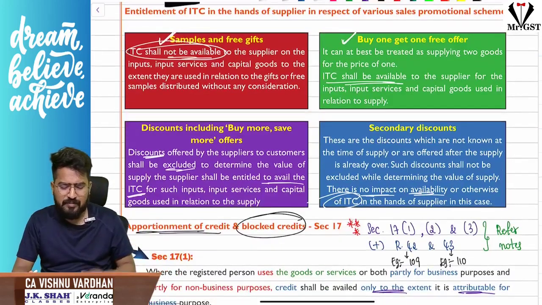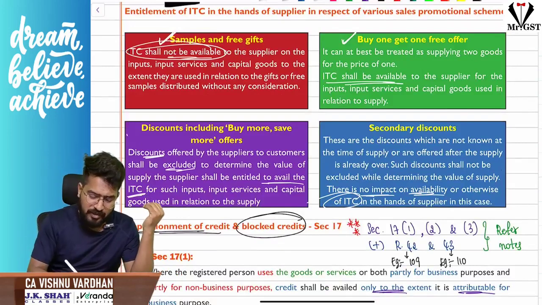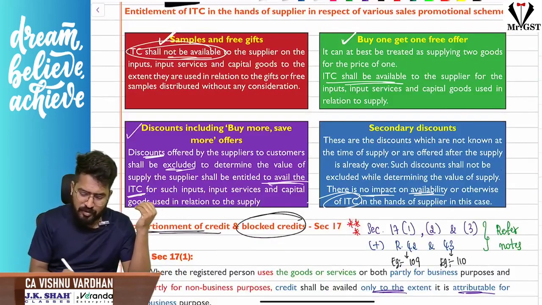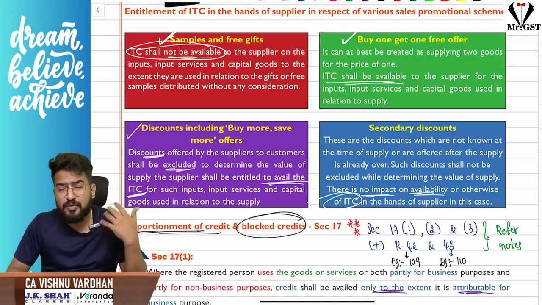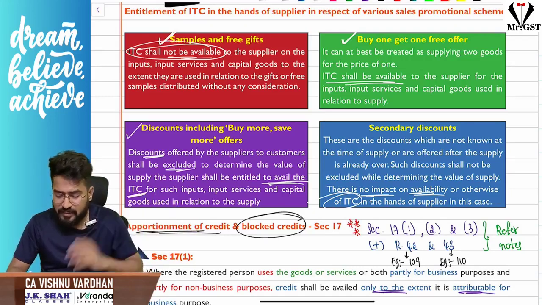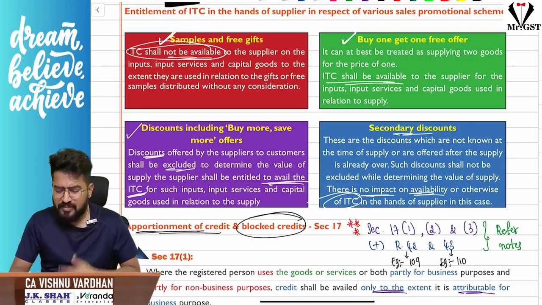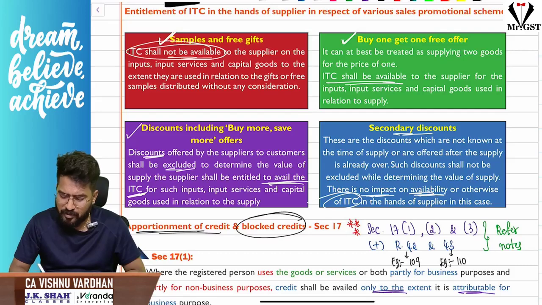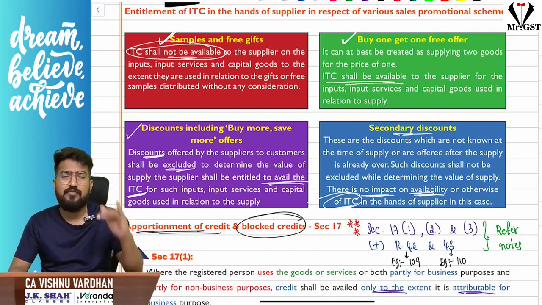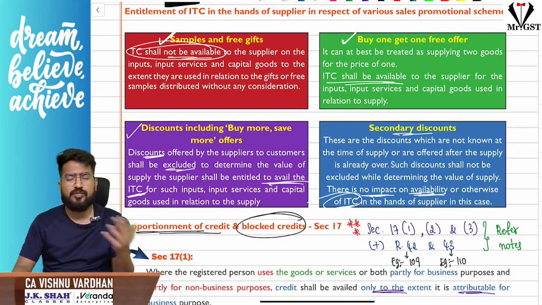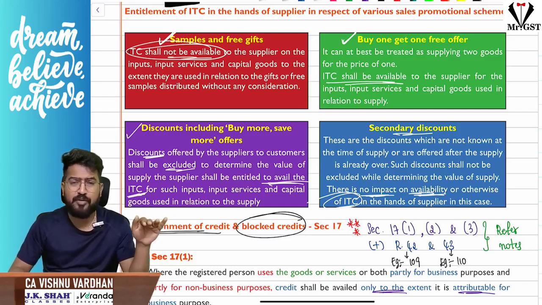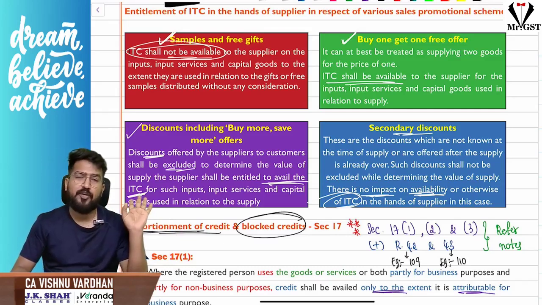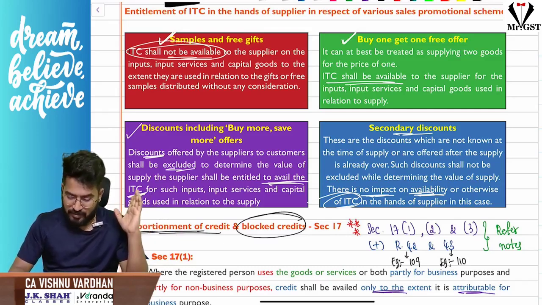The discounts given, sir, buy more, save more. We have seen discounts' tax treatment already in the value of supply chapter, and you are eligible to avail ITC, sir. Just because you are giving a discount, it doesn't mean that you are not eligible for ITC, or that you should reverse proportionate ITC. Secondary discounts will not have any impact on the availability of ITC as well, because tax liability itself will not be reduced. There will be tax and there will be ITC also. No need to worry. So simply, for samples and free gifts, if you buy something, no ITC. Buy one get one free will not have any impact on your ITC. Discounts also will not have any impact on your ITC. So no reversal, nothing is required. That is the concept.